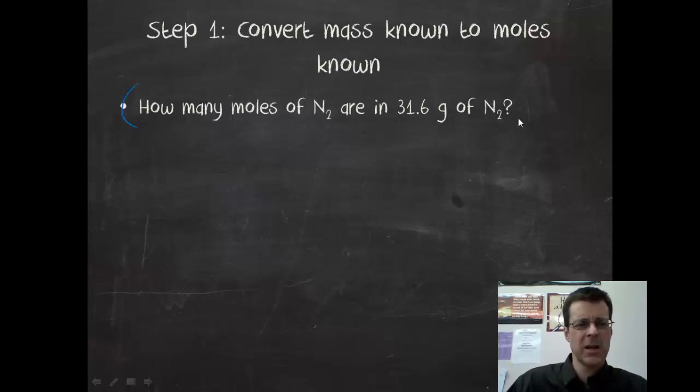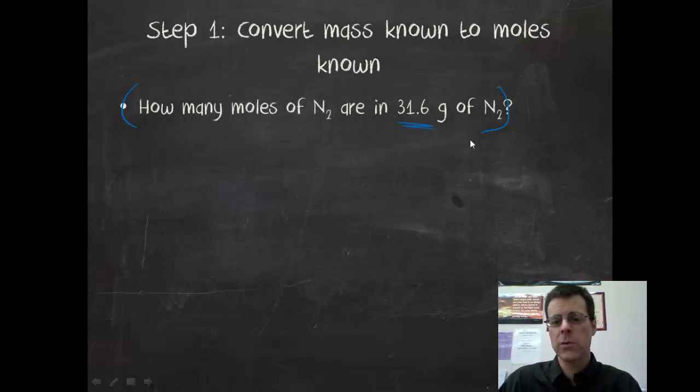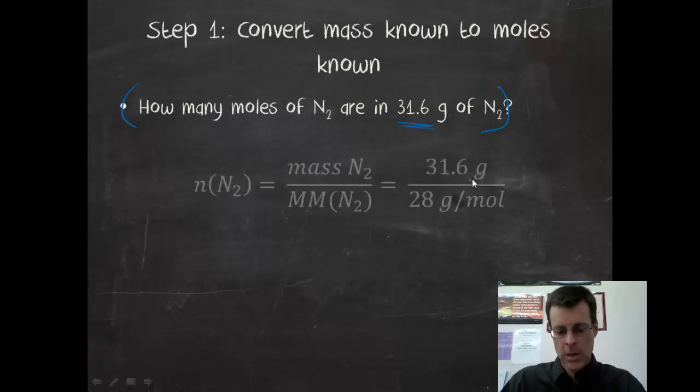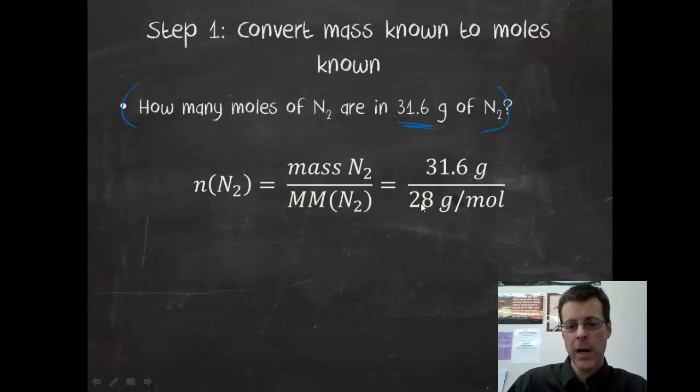Now I'm going to put that in brackets because I'm not changing the question, but I just want to think about the question just in that piece. 31.6 grams, what does that mean? Well, I divide it by its molar mass. Molar mass of nitrogen is 28. If you're not sure where that comes from, get out your periodic table, look at the chemical formula, get out your calculator, push some buttons, you'll get 28. If you don't, there's a problem.